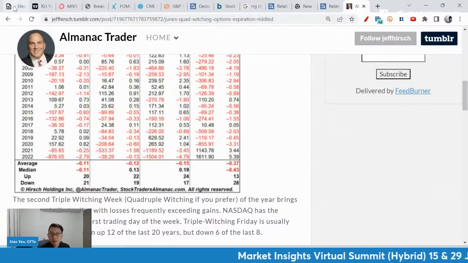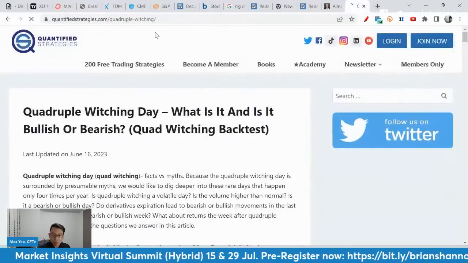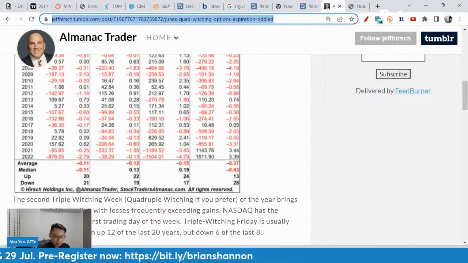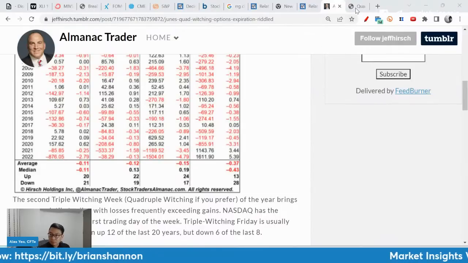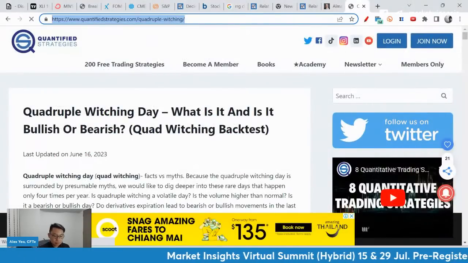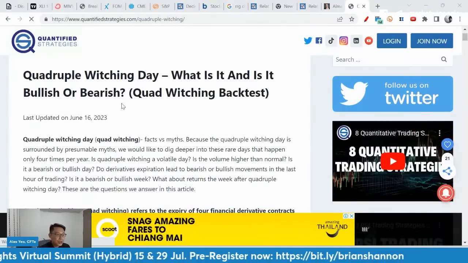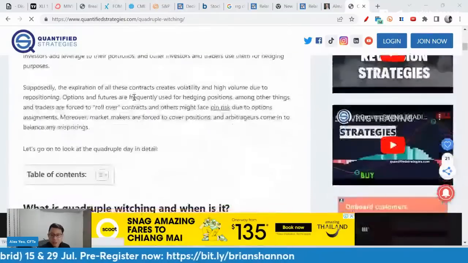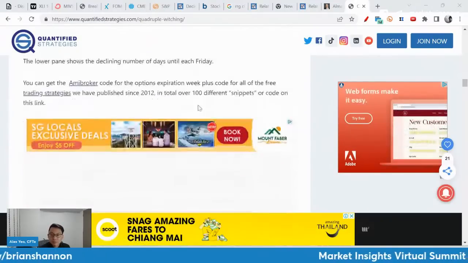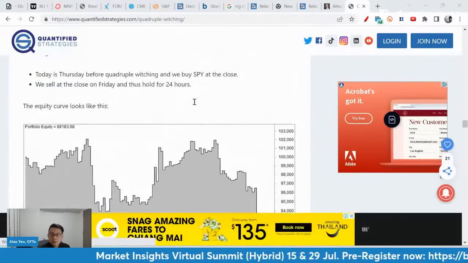Another one that I found is this site that does some backtests on the quadruple witching. I'll post the link in the comments. It covers bullish or bearish, backtests, everything. You can go and read it. But the important thing is, let me scroll down. Let me see, where is it?